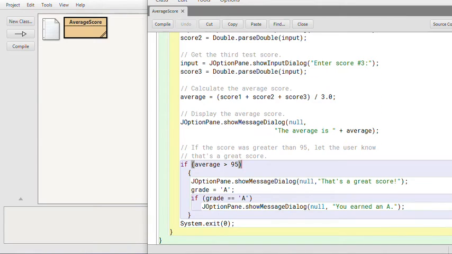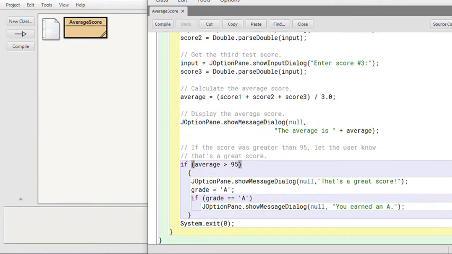But sometimes programs need to go in more than one direction depending on certain circumstances. This is accomplished with a decision structure. So with a decision structure, an action only takes place if a condition is true. If the condition does not exist, the action doesn't take place. If a condition is false, the action doesn't occur.